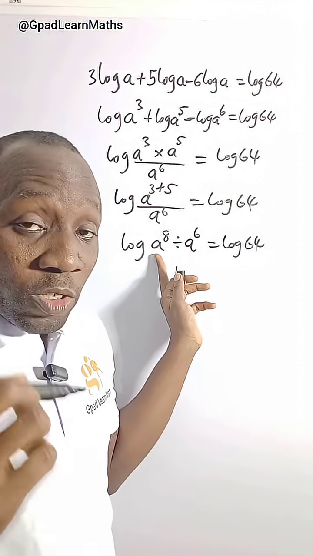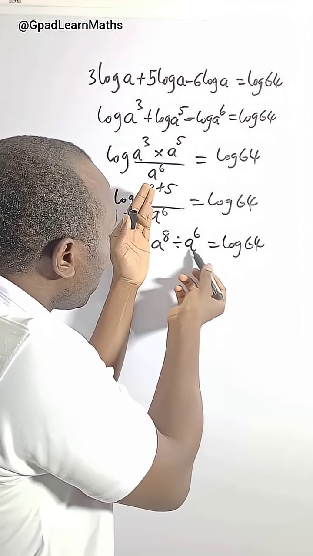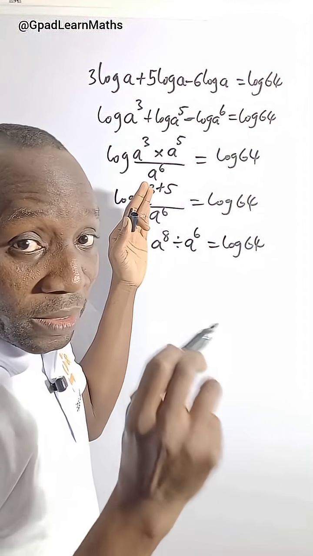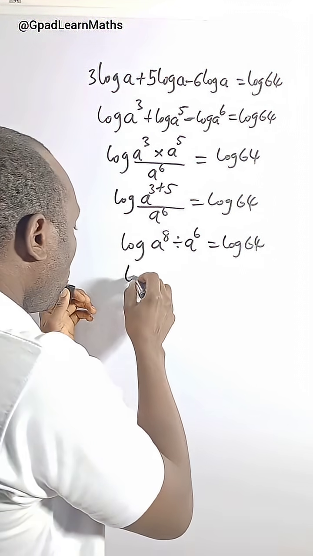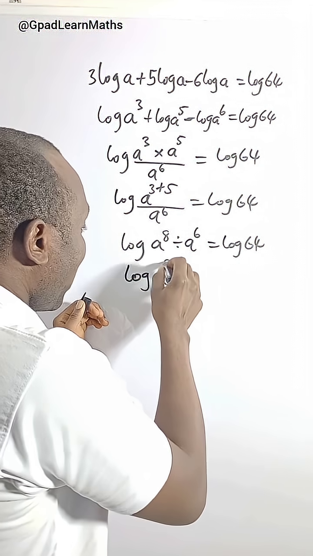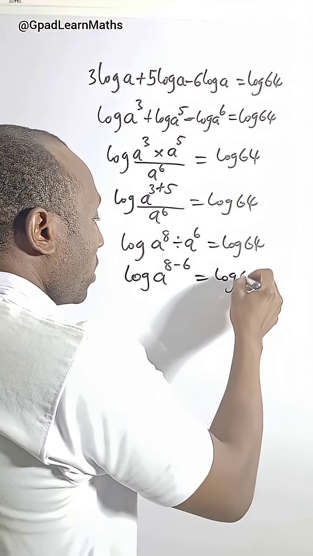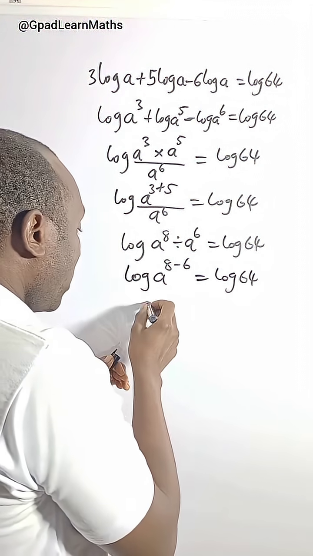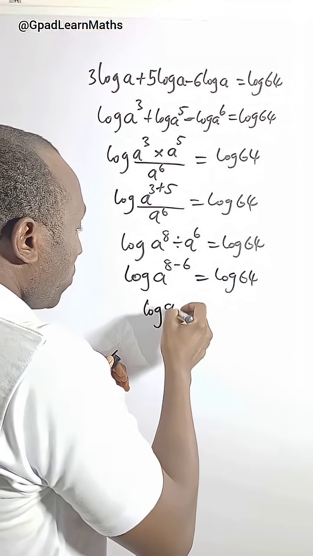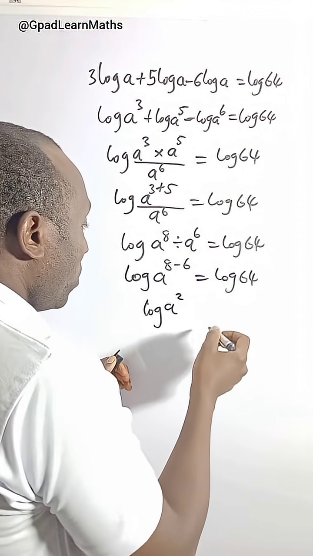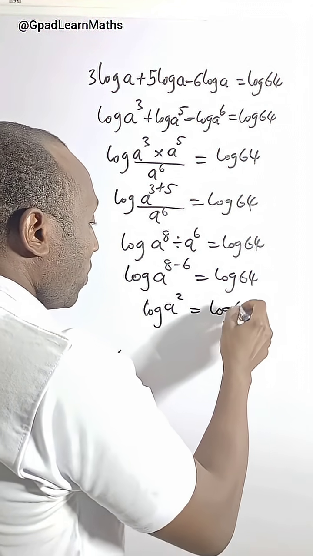Now, again, one of the laws of indices: same base, we are dividing, you subtract their exponent. That will be log a raised to power 8 minus 6 is equal to log 64. And this is log a raised to power, what's 8 minus 6? That's 2, is equal to log 64.